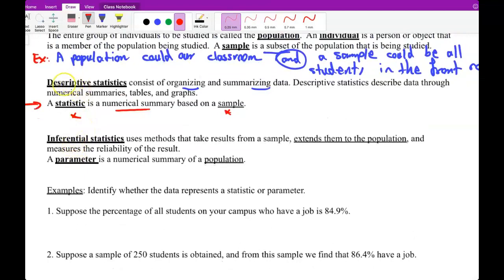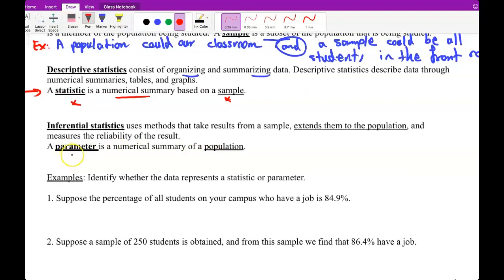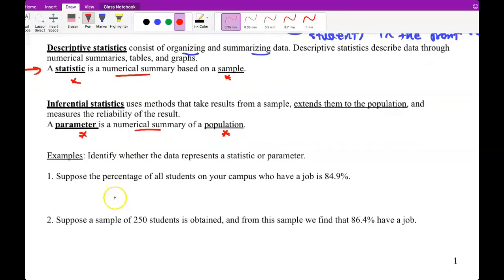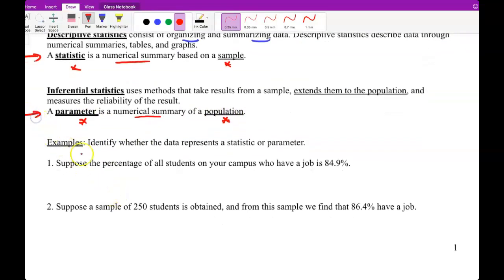The next part, so in this part we had descriptive, now we have inferential. Inferential statistics uses methods that take results from a sample and extend them to the population. So actually we're starting with a sample, but extending it to the population. That's why for parameter we use population instead of sample. So a parameter is, again, a numerical summary, but instead of a sample, now we have a population. So these two are important.